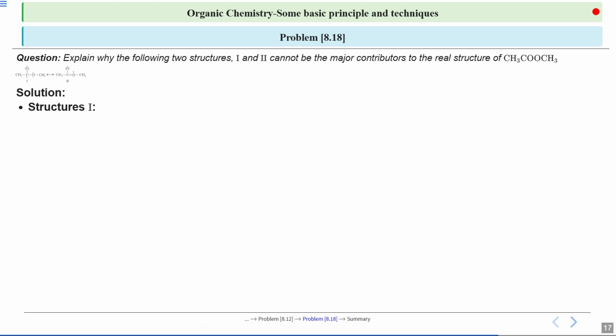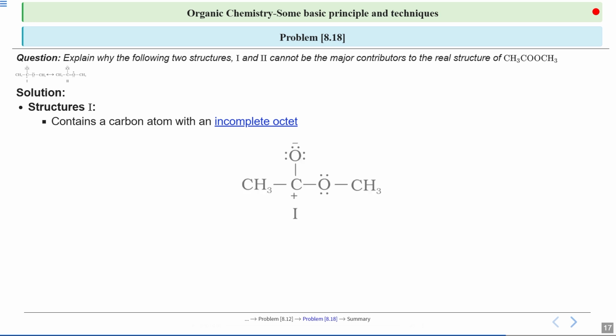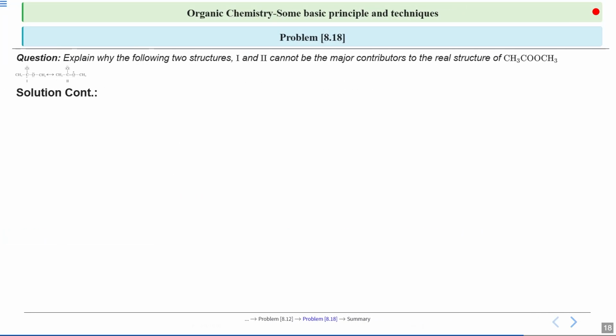Starting with structure number 1. If you look at structure number 1, the carbon atom has an incomplete octet, and this is the key reason it will not be a major contributor. You can see that the carbon contains 6 electrons, because it is a carbocation and an electron deficient species. Therefore, structure number 1 will not be a major contributor to the original structure. Moving on to the next structure, structure number 2.